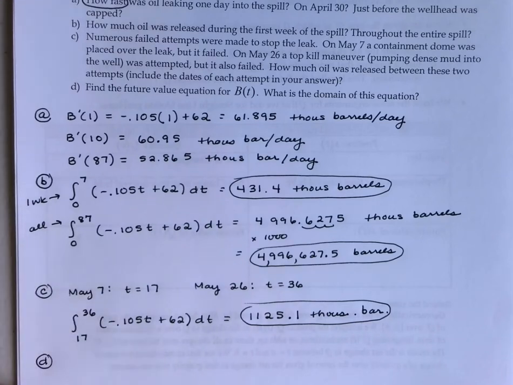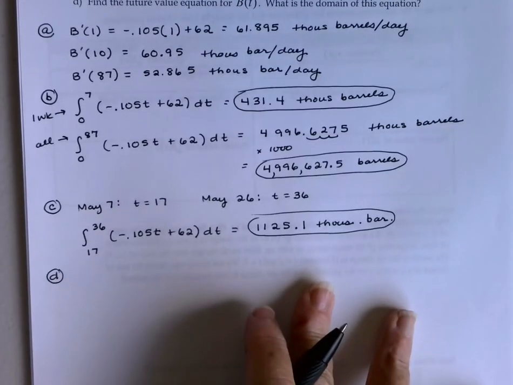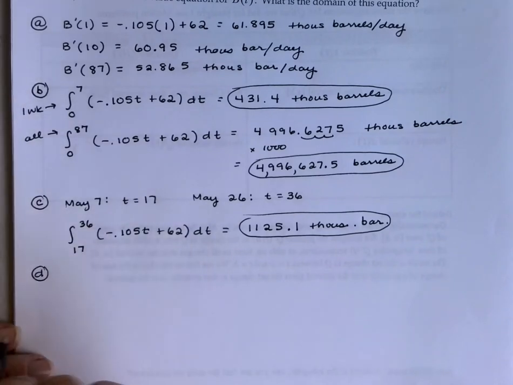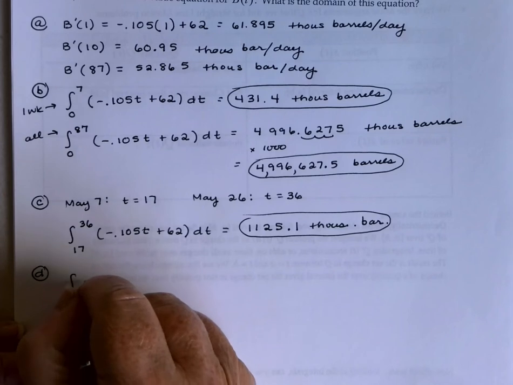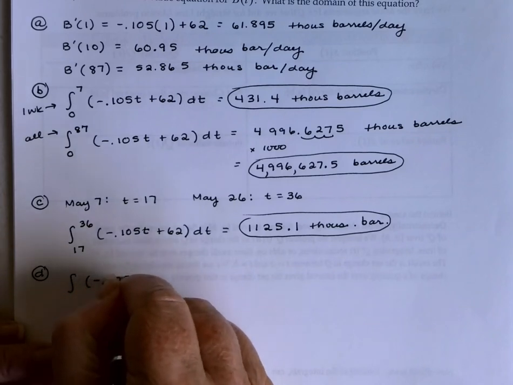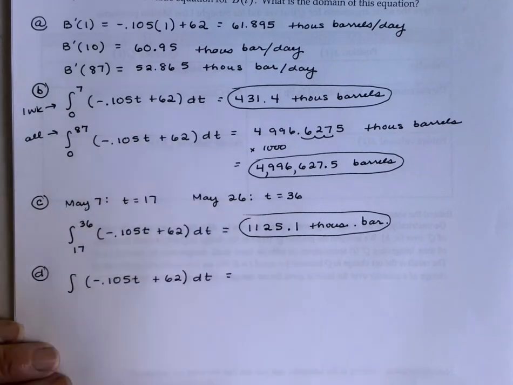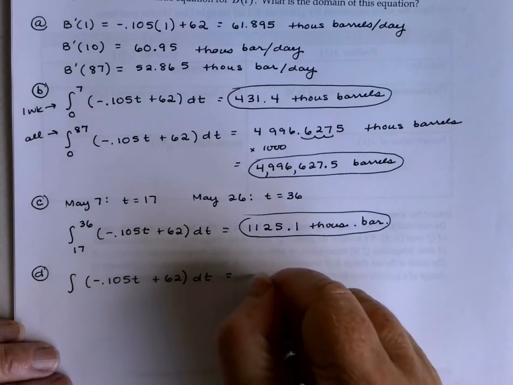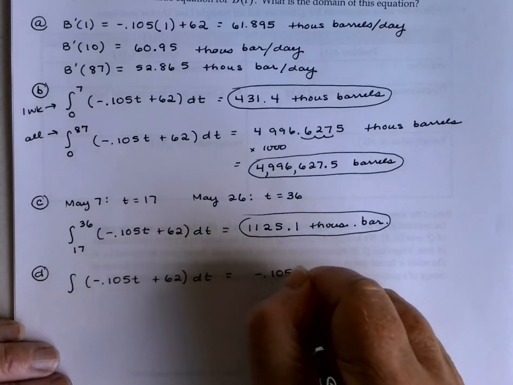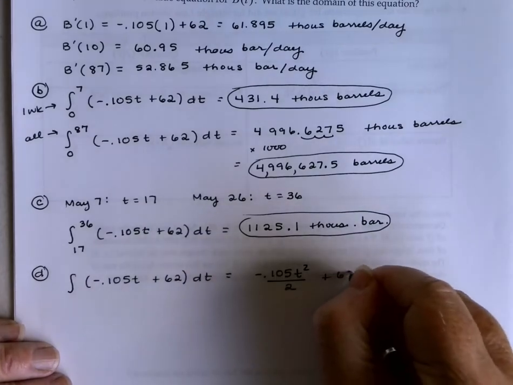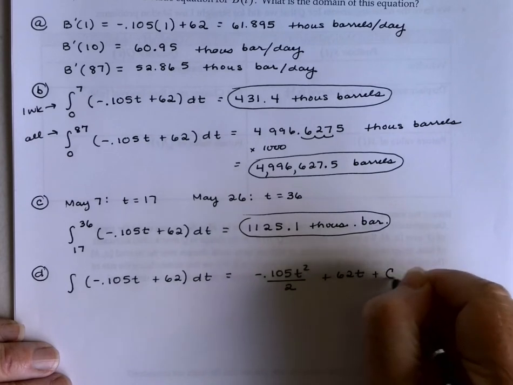All right, lastly, we want to find the future value equation, B of t itself, and then just talk about the domain of that equation. So our future value is always the indefinite integral. We're just going to integrate our b prime function. Which is going to give us negative 0.105 t squared over 2 plus 62t plus a constant.